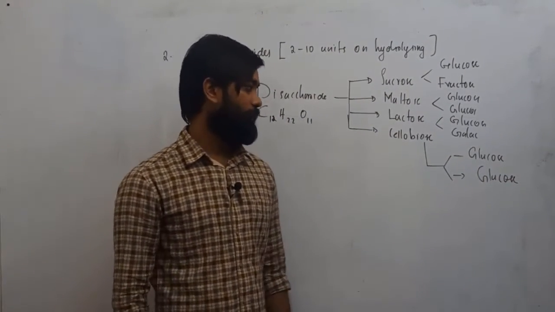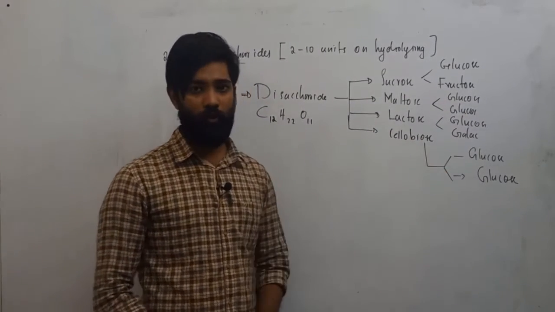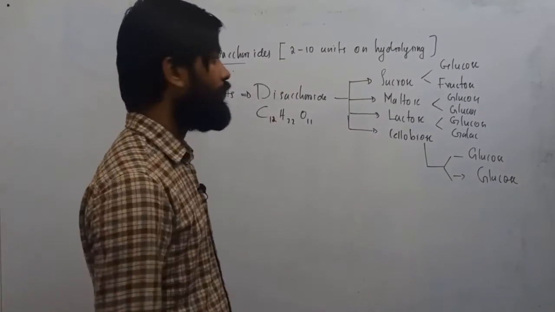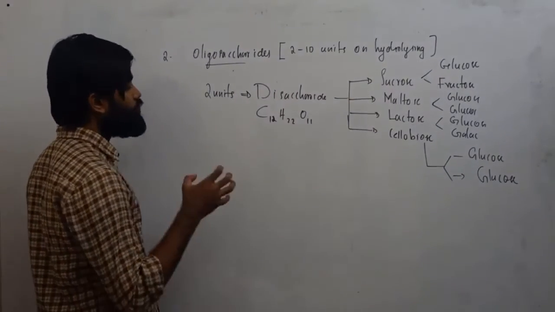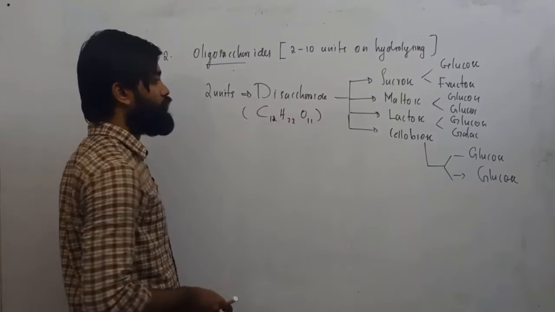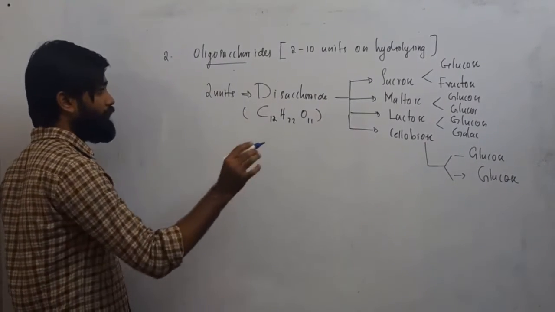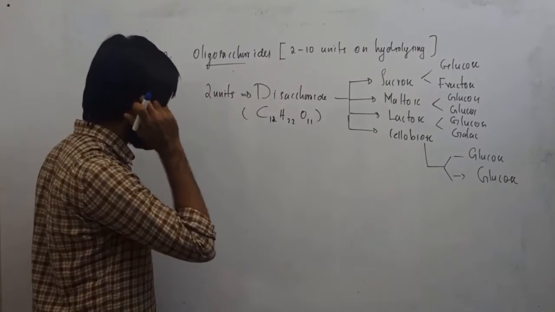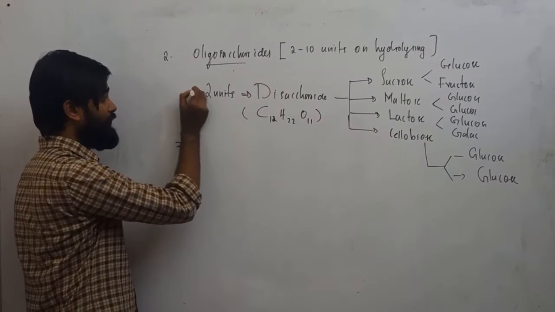But this is different. In maltose, there is alpha glucose. In cellobiose, there is actually beta glucose. We will discuss about what is alpha glucose, what is beta glucose. So if it is 2 units, it is called disaccharide with the formula C12H22O11. These are the main important disaccharides. If it is from 2 to 10, then it is oligosaccharide. So let me discuss some important oligosaccharides.